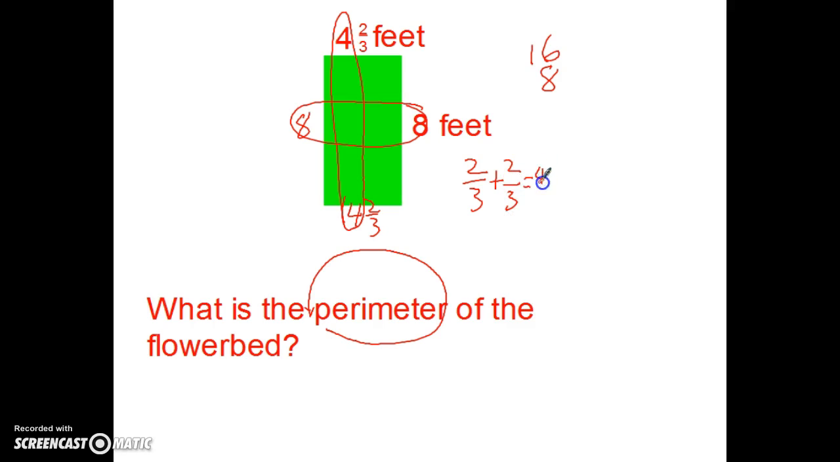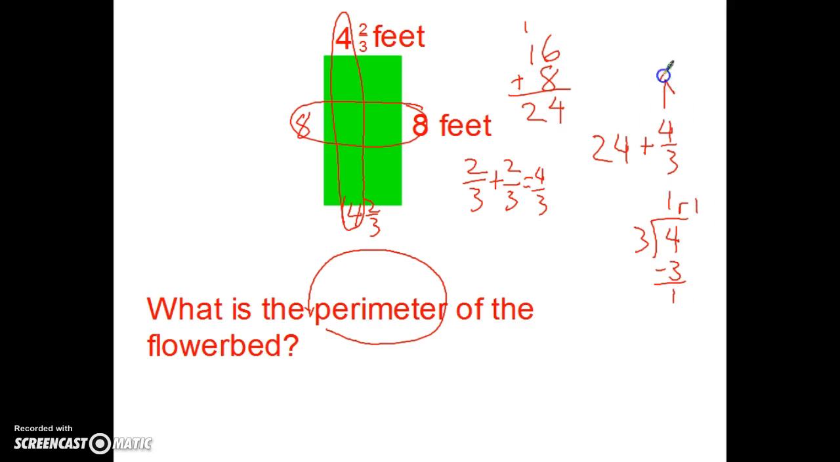2/3 plus 2/3 gives me 4/3. So if I add my 16 and 8 together, I'm at 24. So really I have 24 plus 4/3. 4/3 is an improper fraction, so what if I divide it out here? How many 3s in 4? 1. Remainder 1. So 4/3 is really 1 and 1/3. And if I take 24 plus 1 and 1/3, I'm going to get 25 and 1/3 feet.